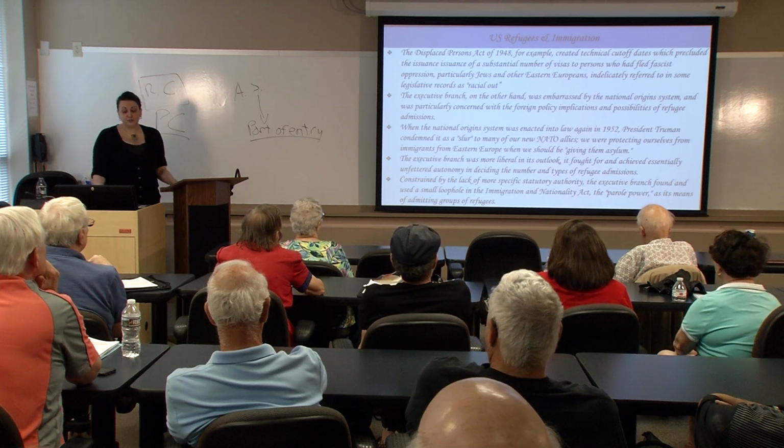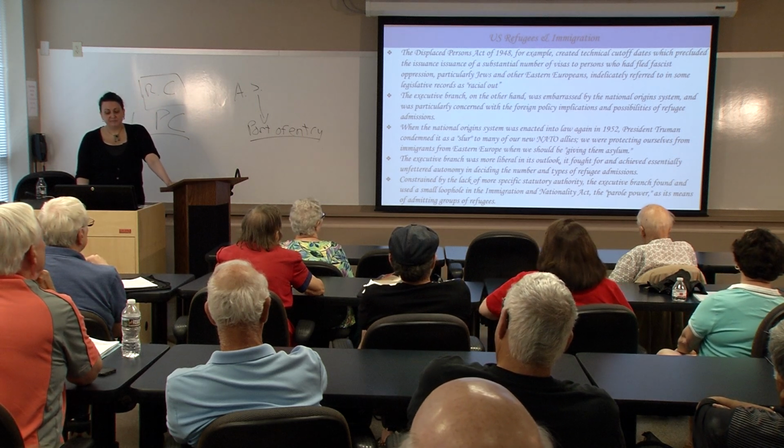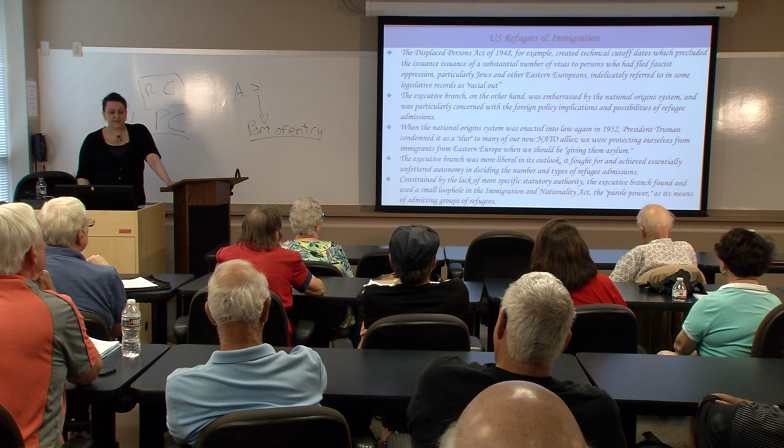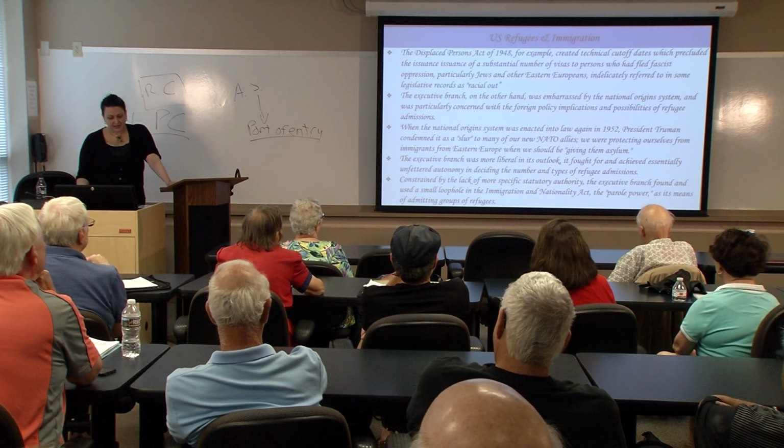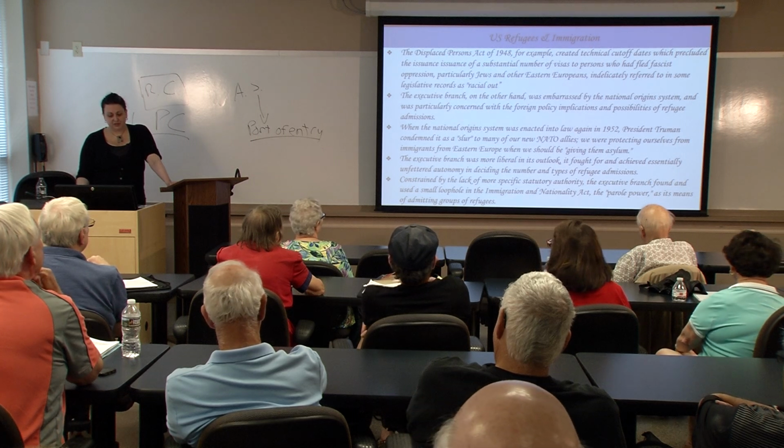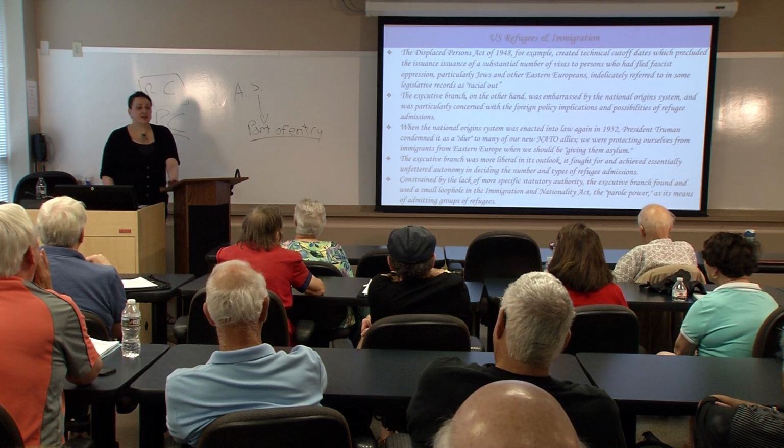The executive branch was more liberal in its outlook, so it fought for and achieved unfettered autonomy in deciding the number and types of refugee admissions. And how did they do this? Through parole power. They were able to parole people.